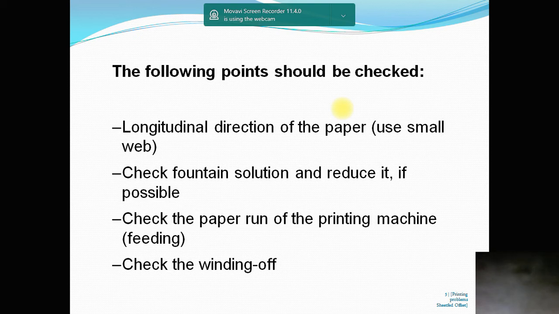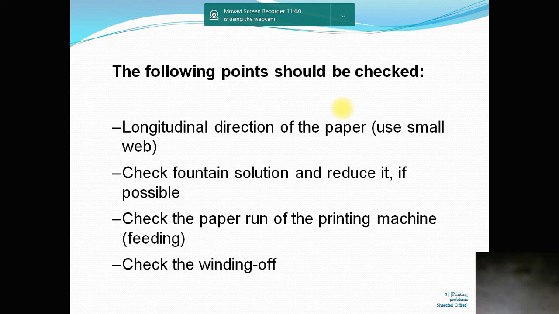Longitudinal direction of the paper. So if the longitudinal direction of the paper is very high, then you may get this type of registration problem. So it is better to use a small web. Then check the fountain solution and reduce it if possible. See, we are applying fountain solution on the plate cylinder. Then what is the purpose of checking the fountain solution when we are thinking about the stock?